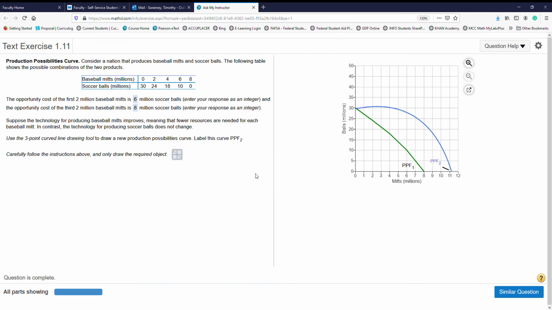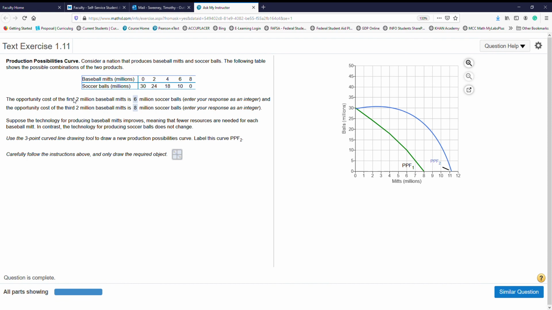Again, a lot of people, I think, get confused with this question just because of the way it's set up and the way it's asked. Sometimes it says the first or the third or the last or the second million or whatever it is. So you just have to look at, I'm going from one to the next, right? And what's the change? What am I giving up? And this whole thing is about opportunity cost, right? It's to help you understand the idea of opportunity cost.